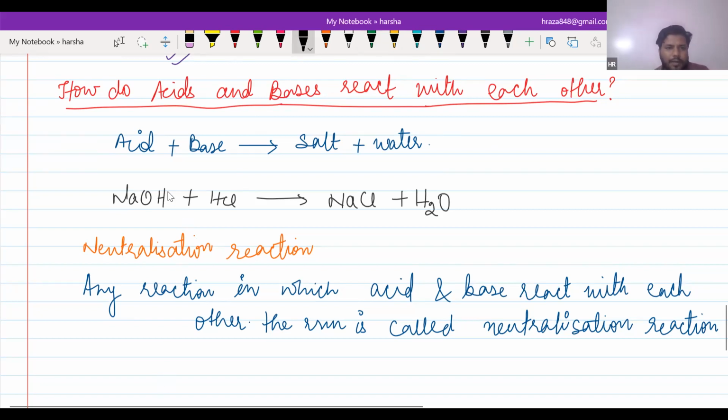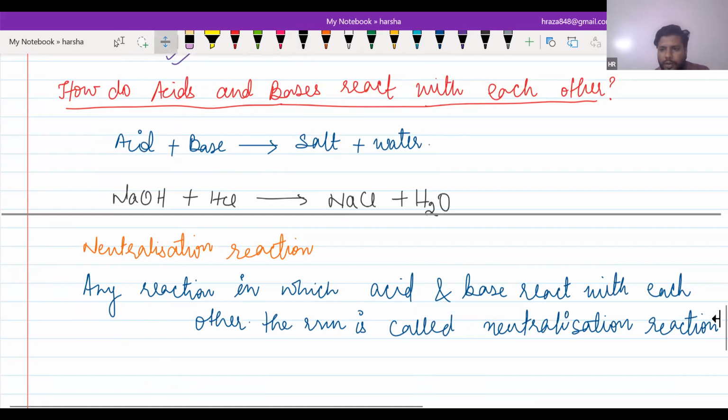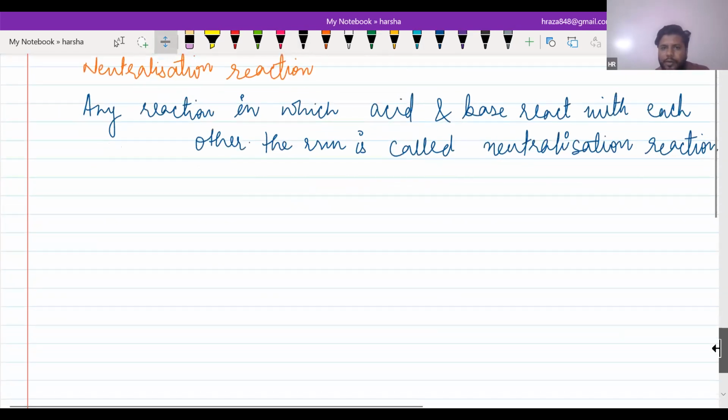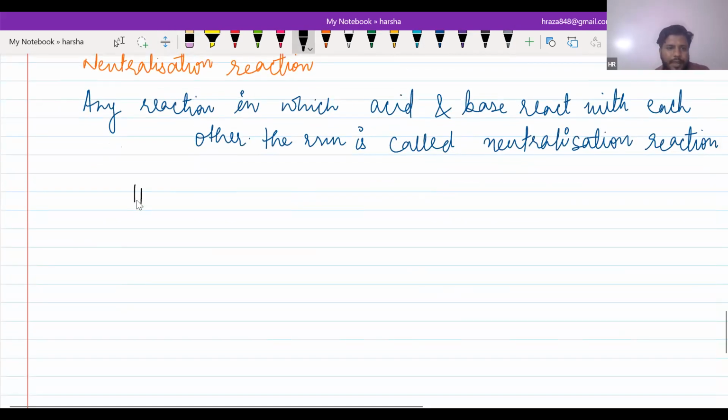So please write a reaction. I'm going to give you the reactant and you are going to write the product. H2SO4 is an acid and this is NaOH, a base. What will be the product? Please write.